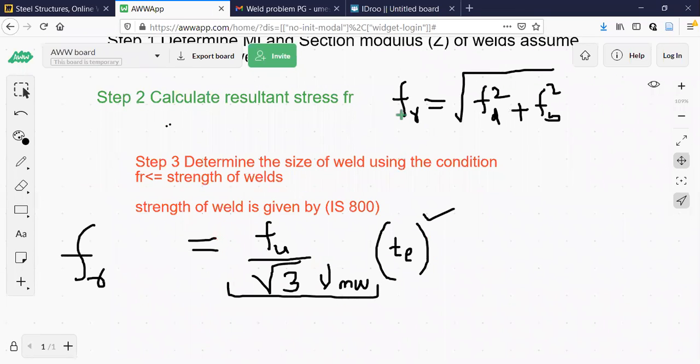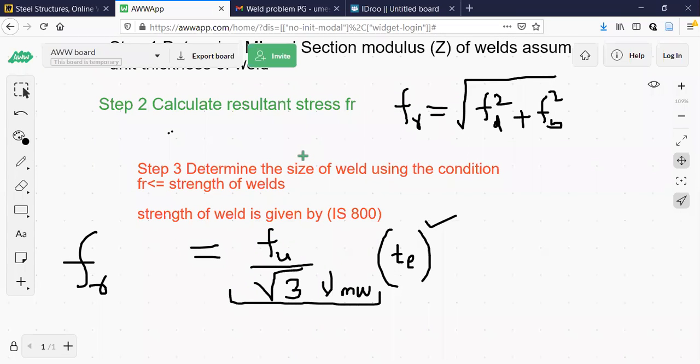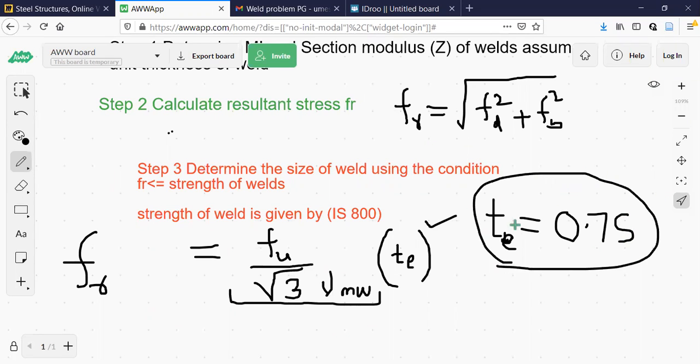Now, once you calculate this, the rest is very simple. Fr is equal to this. Get the value of Ta. From Ta, you can get the size of the weld, because as you know, throat thickness, in some textbooks they take it as TT. Here I have taken it as TE, throat thickness. Most of the books use TT. Both are the same. It is 0.7 times the size of the weld. Now you are getting TE. From this TE, using this, you can get the value of S.